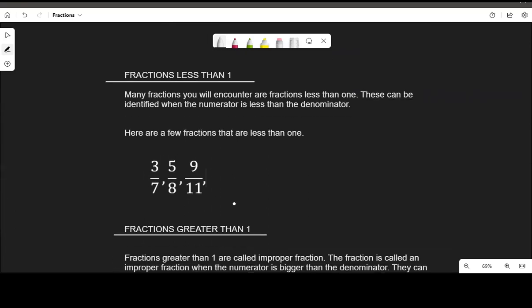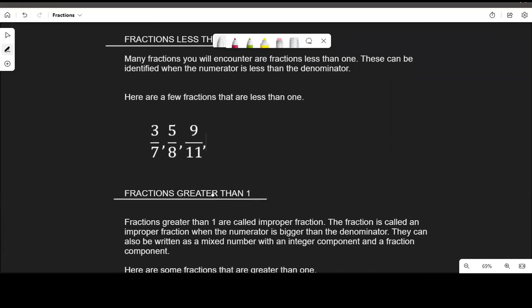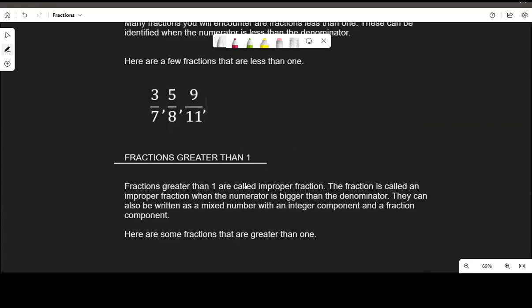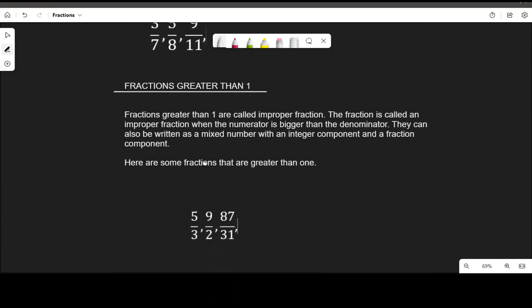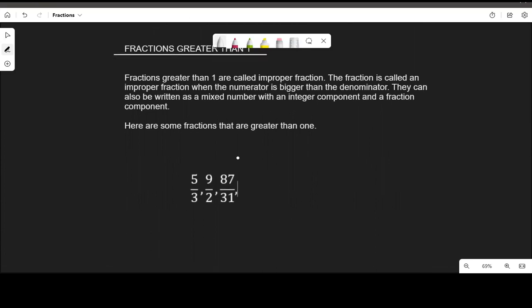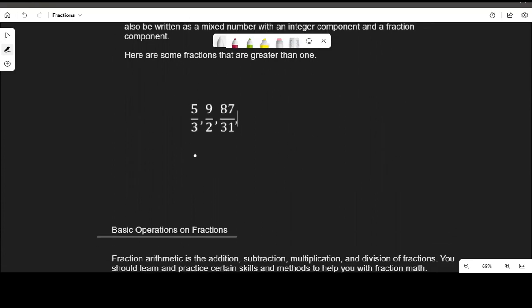While a fraction whereby the numerator is bigger than the denominator, we call an improper fraction. These are fractions greater than 1, in which the numerator is bigger than the denominator. Here are some examples of improper fractions: 5 over 3, 9 over 2, 87 over 31. All of these are improper fractions because the numerator is bigger than the denominator.